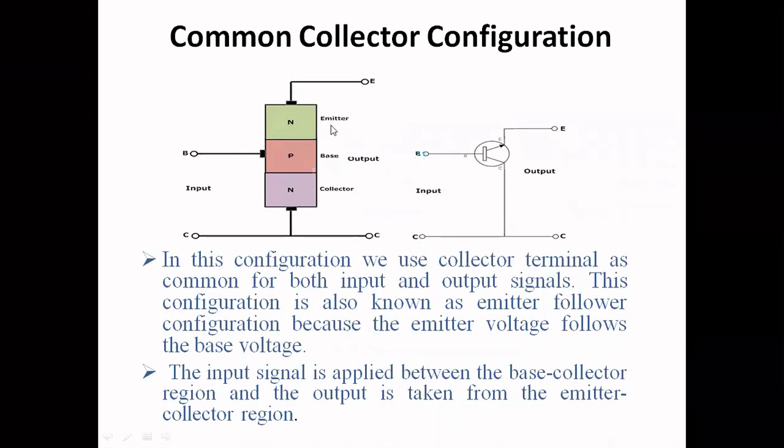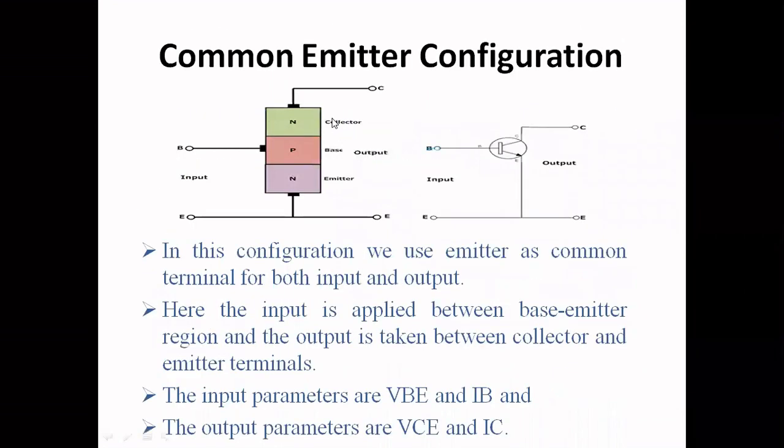Similarly, if I make the emitter common, here you can see the emitter is made common to input and output, and hence it is called common emitter configuration. Here you can see the arrow mark going away from the base, so it is called an NPN transistor. In case of PNP, the arrow mark will be towards the base. Here I'm using an NPN transistor and the emitter is made common to input and output, hence it is named common emitter configuration.